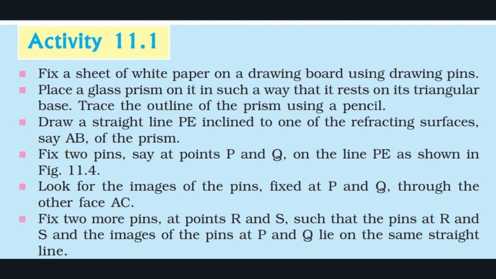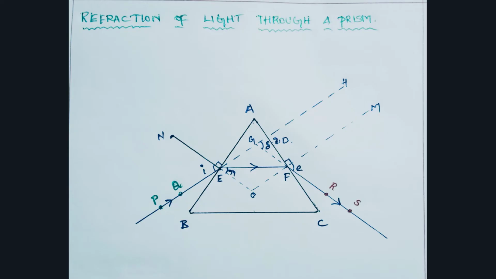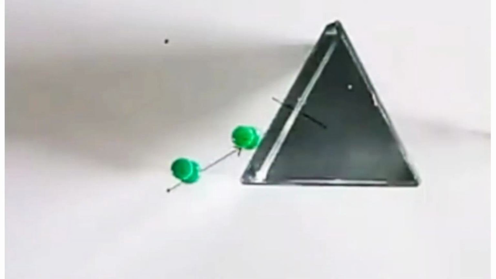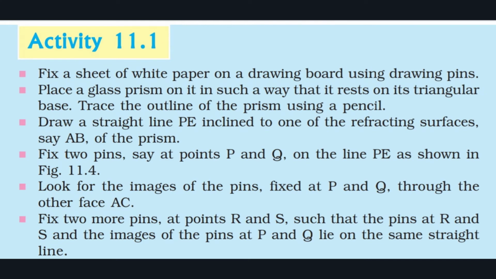Let's see here. The line PE is called the incident ray. The angle between the normal and the line PE is the angle of incidence. Let us fix two points, say P and Q, on the line PE as shown in the figure. So on the line PE we put two pins like this, on the AB side of the prism, on the incident ray.